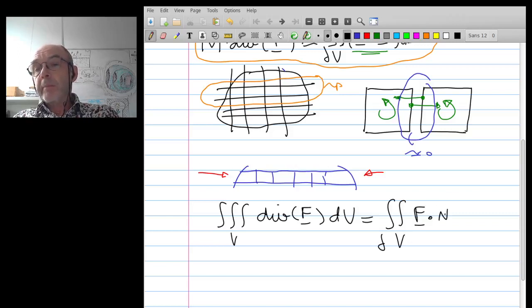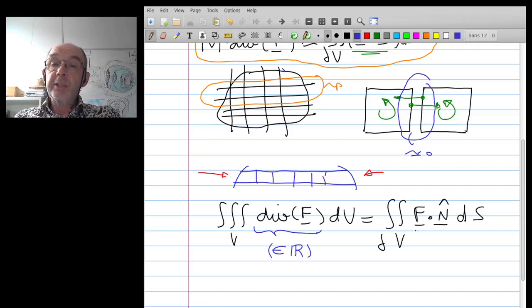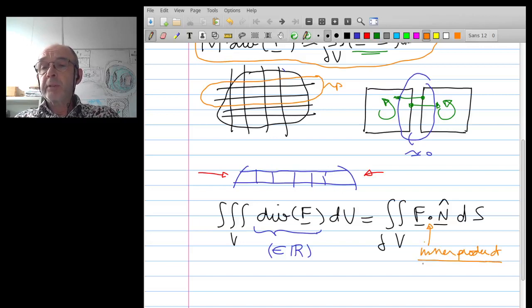The flux we can calculate by taking the inner product of the vector field with the unit normal on the surface. Always be careful. The divergence is some element of R: you fill in x, y, z, and if you calculate the divergence, you get some number. Here you have a vector field and a normal, so you have vectors, but here you have the inner product. Be careful, it is not a normal product, it is an inner product. The result of the inner product will again be some real number, so you can integrate. So be careful with all those kinds of things. That is the divergence theorem.